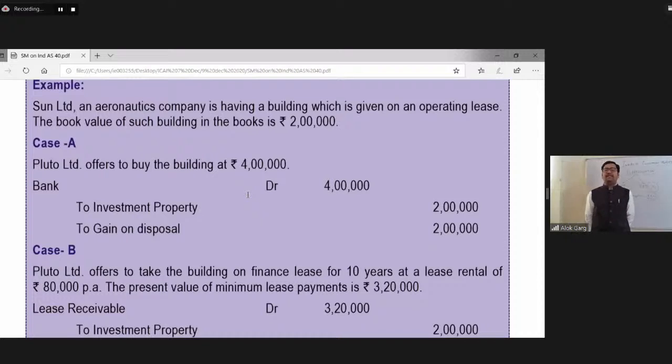So in this case, Pluto Limited is buying this building at 4 lakh. What will be the accounting entry in the books of Sun Limited? The accounting entry will be bank account debit 4 lakh, to investment property 2 lakh. Investment property has to be credited at the carrying value, which is 2 lakh, and there is a gain on disposal of rupees 2 lakh, which is going to be recognized in P&L as other income. Case B.